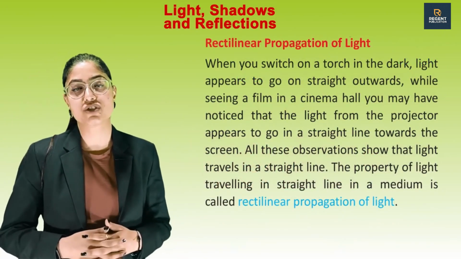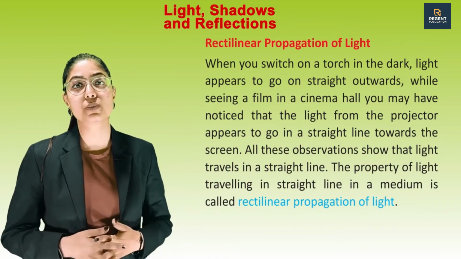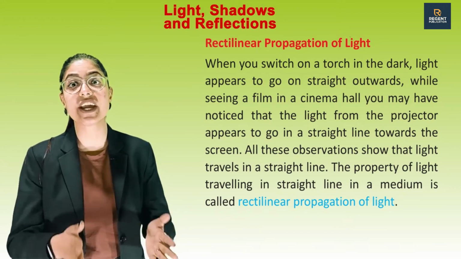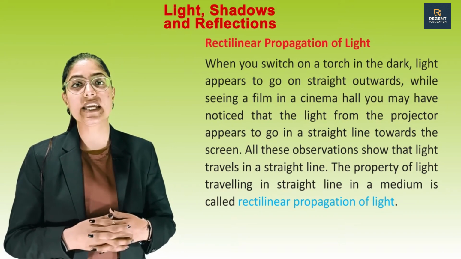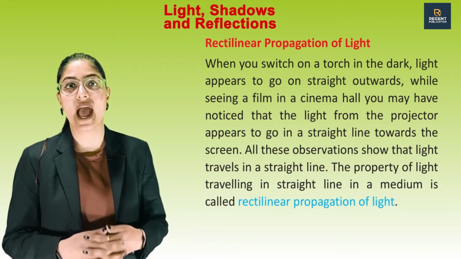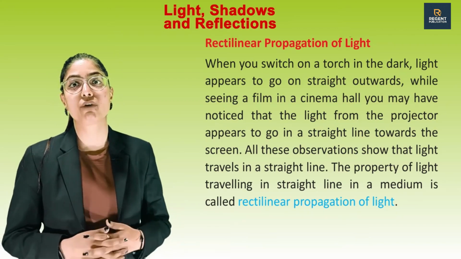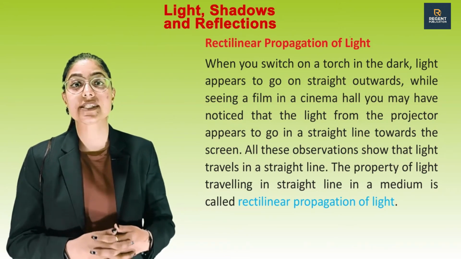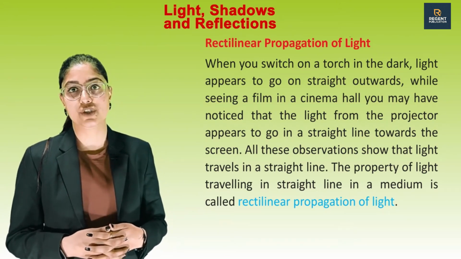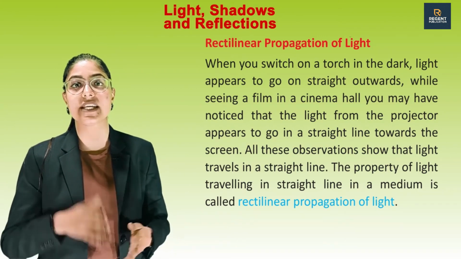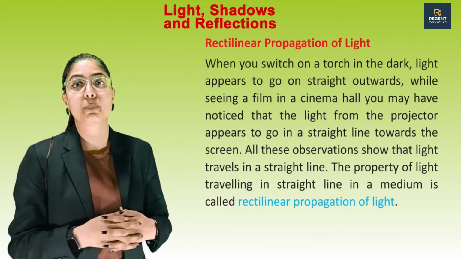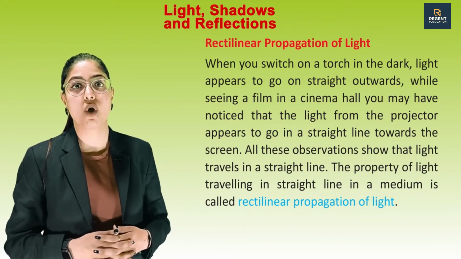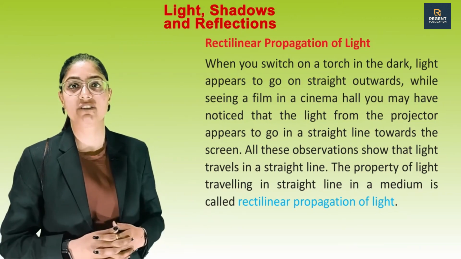Rectilinear propagation of light. When you switch on a torch in the dark, light appears to go straight outwards. While seeing a film in a cinema hall, you may have noticed that the light from the projector appears to go in a straight line towards the screen. All these observations show that light travels in a straight line. The property of light traveling in a straight line in a medium is called rectilinear propagation of light.